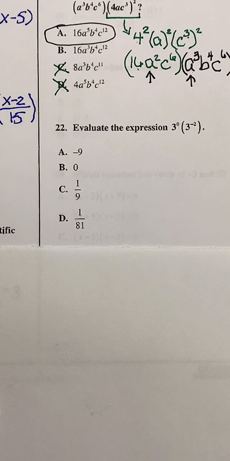Okay? All right. So now for 22, evaluate the expression 3 raised to the 0 power times 3 raised to the negative second. Is your answer A, -9, B, 0, C, 1/9, or D, 1/81?